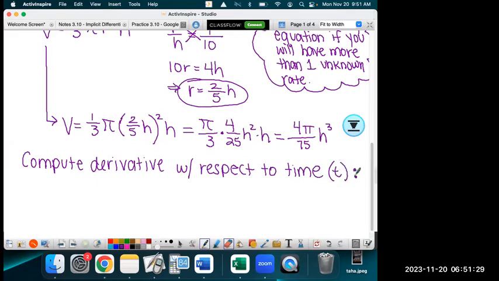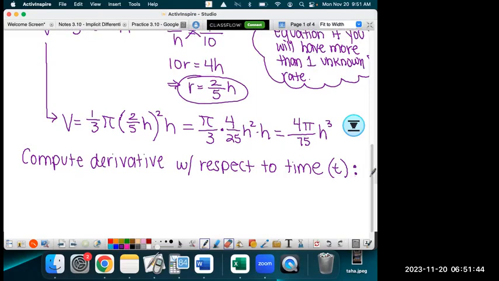Now you might be asking me, but Ms. Sandor, I don't see any t's. That's fine. You're going to take the derivative of every variable like you normally would, but because none of them are t's, you'll multiply by d variable dt. Or you can use your prime notation, that's fine.